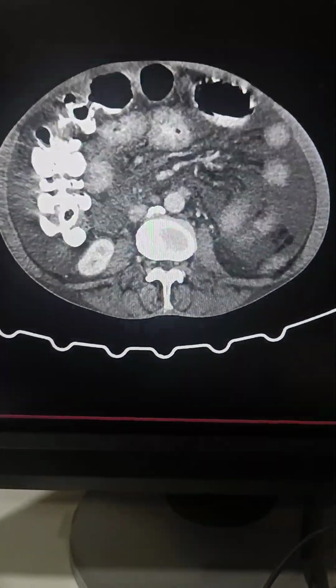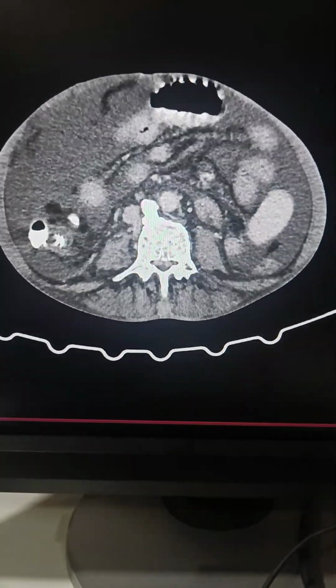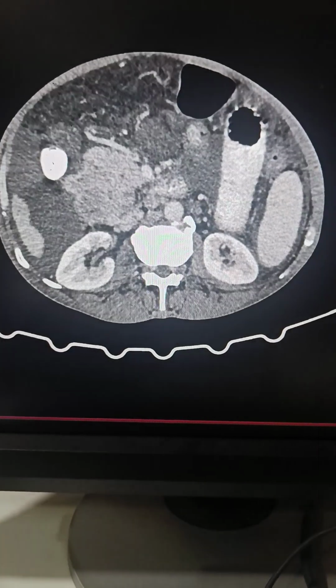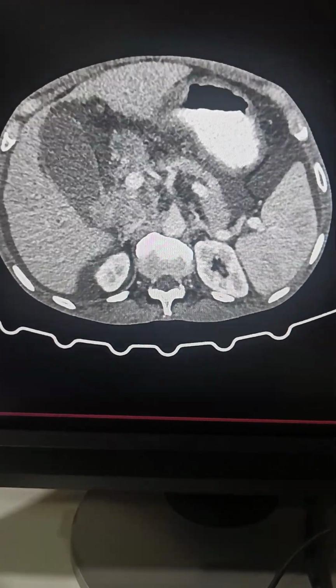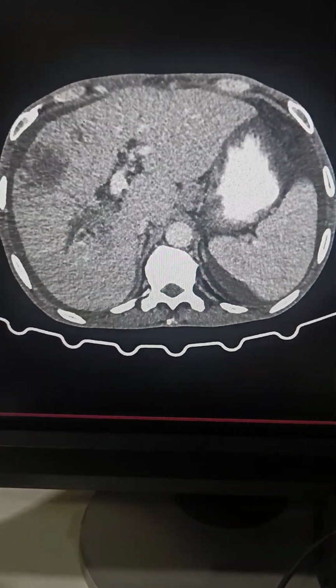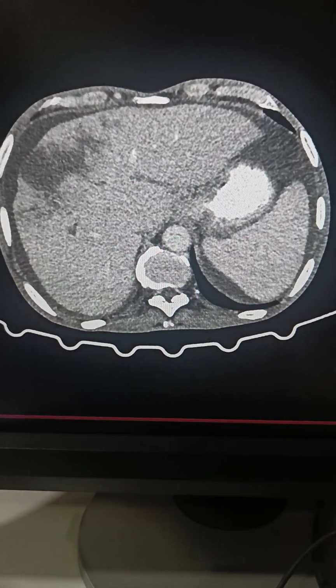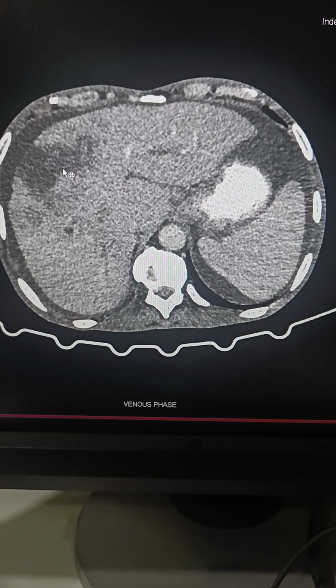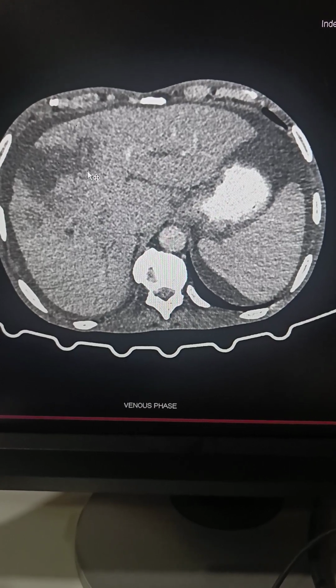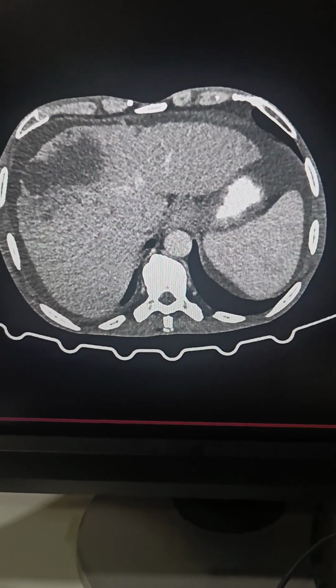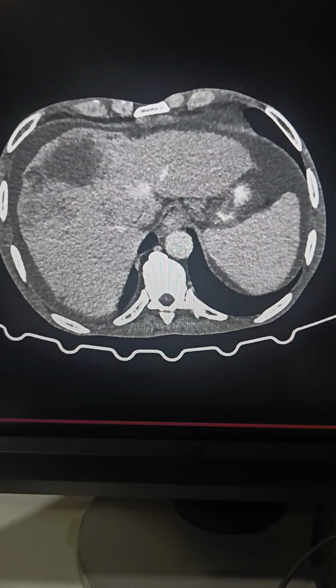A 52-year-old male came with a history of abdominal pain, hematuria, and abdominal distension. On CCT of this patient, we got approximately 6 x 7 x 10 centimeter hypodense, ill-defined, irregular border, heterogeneously hypodense lesion, HU of this lesion is 36, seen in the right lobe of the liver.